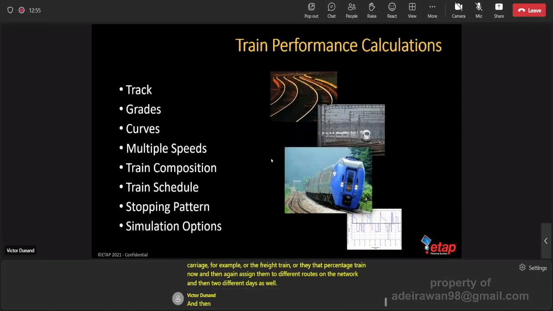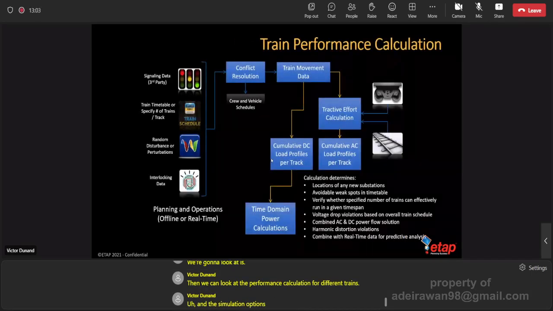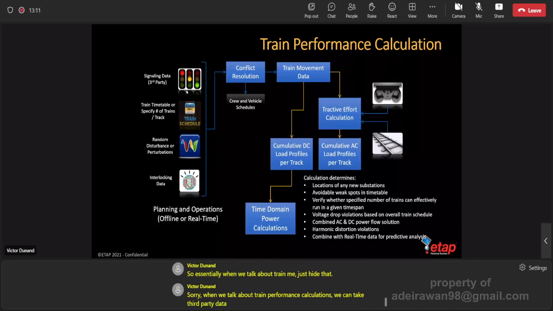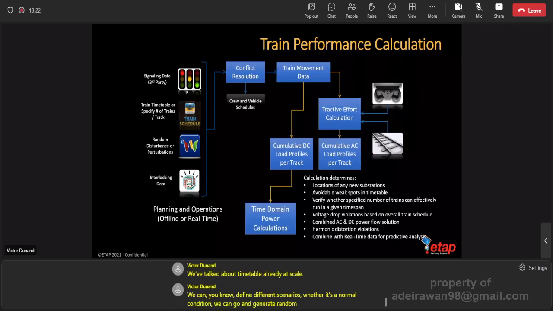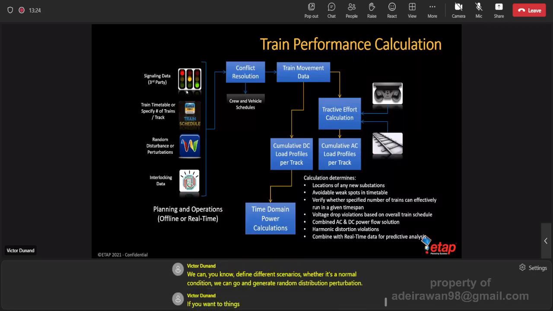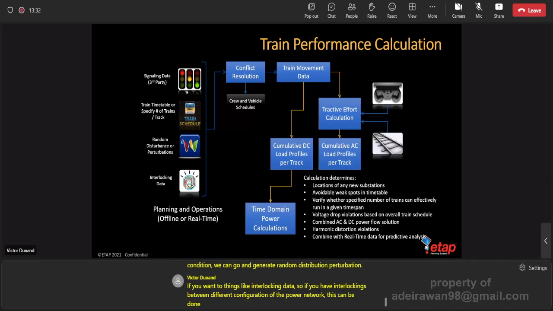And then what we're going to look at is the performance calculation for different trains and the simulation options. Essentially, when we talk about train performance calculations, we can take third-party data in, like signaling data. We talked about timetable already at scale. We can define different scenarios, whether it's under normal condition. We can generate random distribution and perturbation if you want to. Things like interlocking data. So if you have interlockings between different configurations of the power network, these can be done.